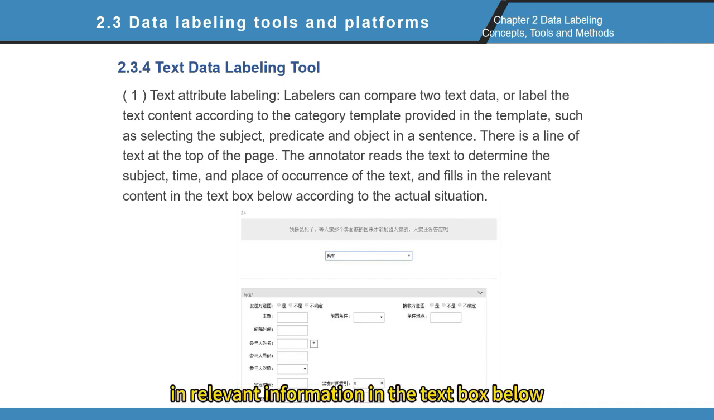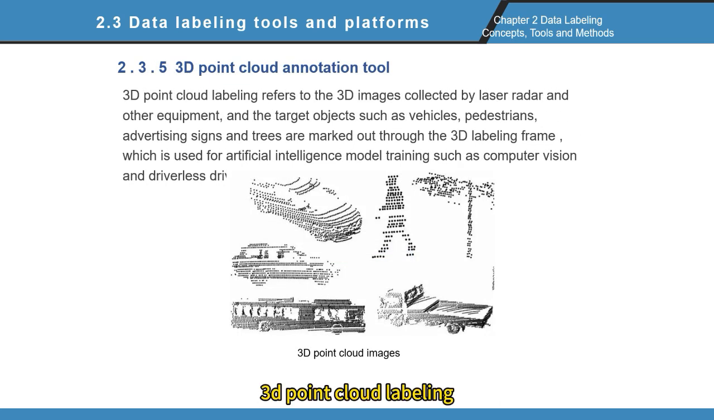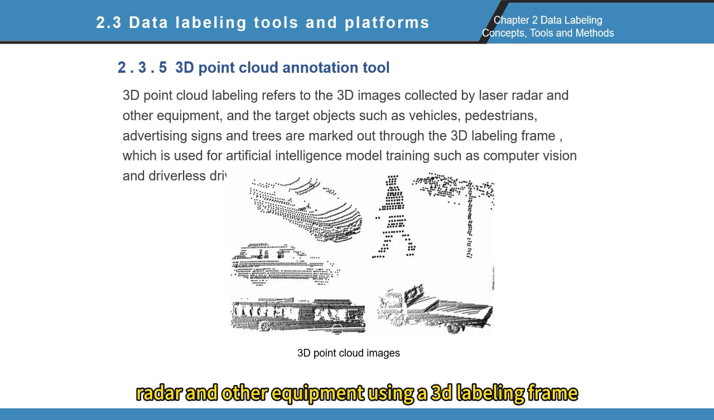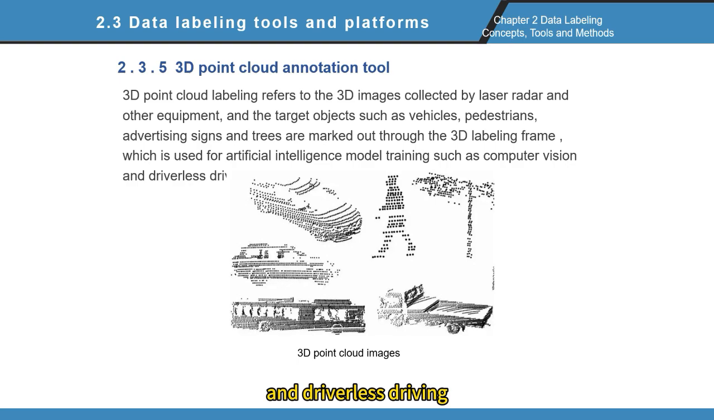the text box below. 3D point cloud labeling is about marking out target objects like vehicles, pedestrians, advertising signs, and trees in 3D images collected by laser radar and other equipment using a 3D labeling frame. This is used for artificial intelligence model training in areas such as computer vision and driverless driving.